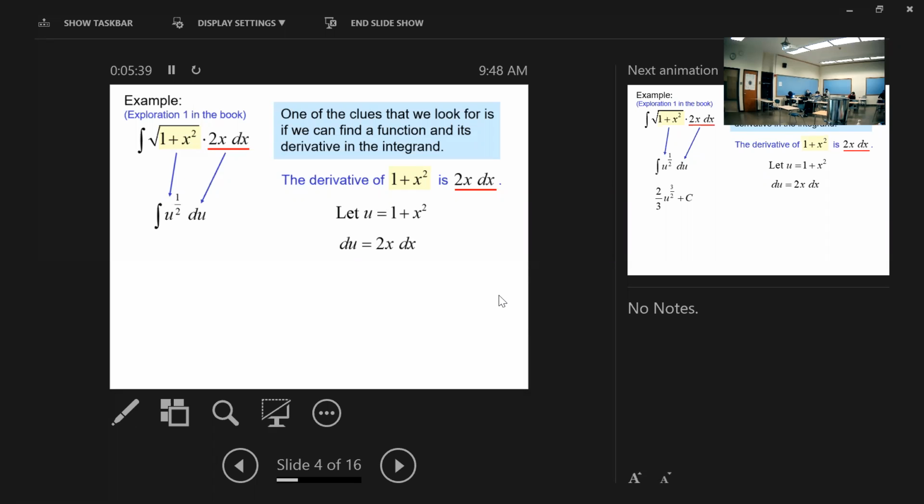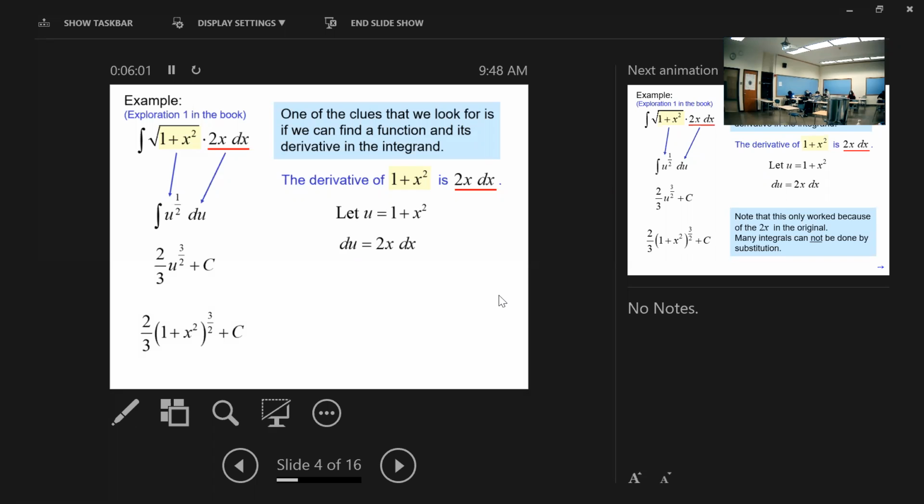So now you do this. Replace the 1/2 with 1/2 plus 1. You get 3/2, divide by 3/2, the same as multiplying by the reciprocal. And then you turn around, you can't leave the mu in your answer, and you paste back what it equals to. So you would get 2/3, that's what mu is, to the 3/2 plus the constant.